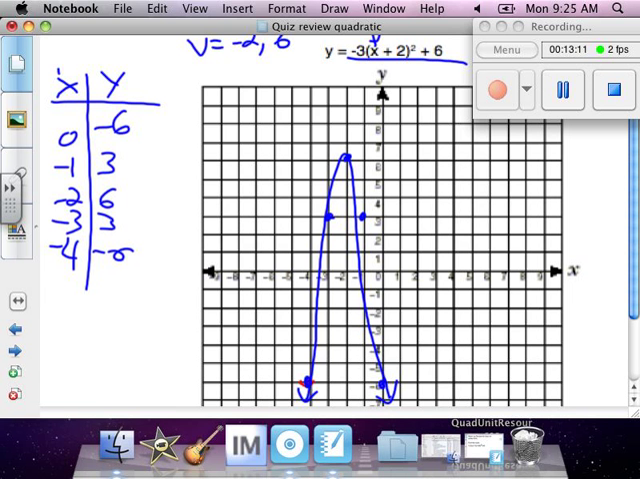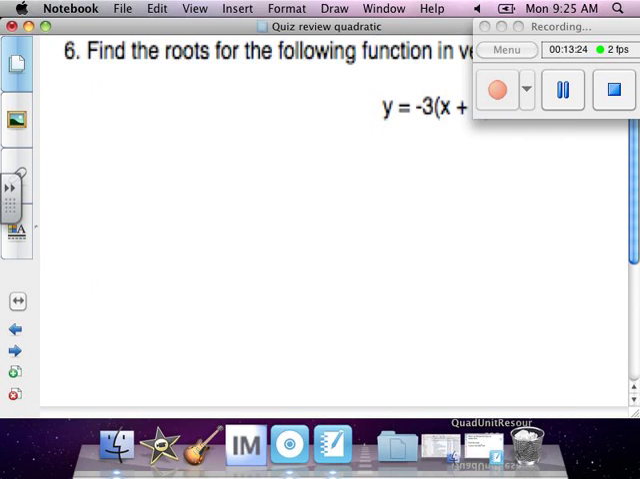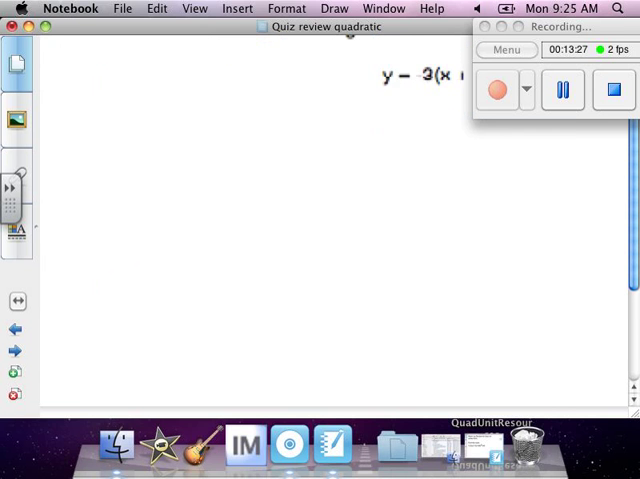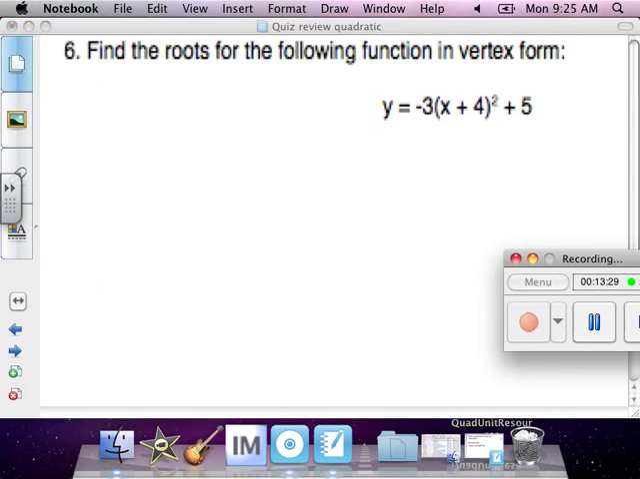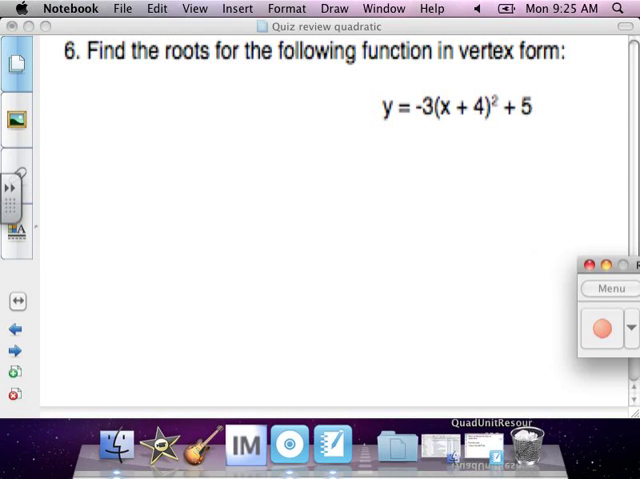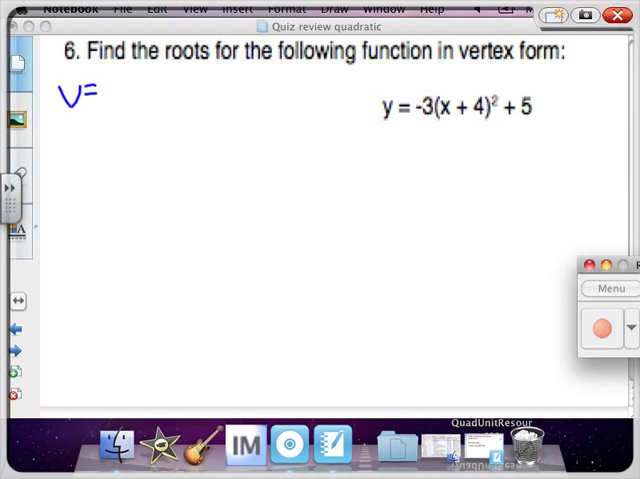All right. I'm going to move on. I am going to do number 6. You'll have to do number 5 for homework. Number 6 is going to be just like what we did for last night's homework, just like what we did for the warm-up. So number 1, can somebody tell me what the vertex is? Yes, Tyler? Negative 4 or 5.